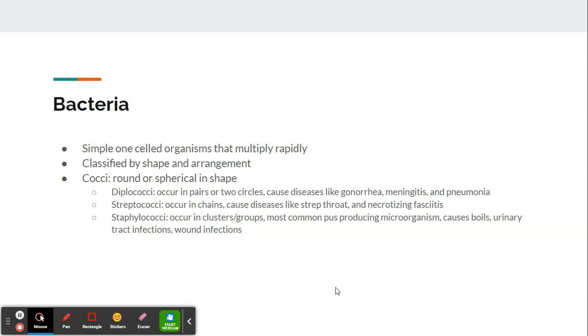And then staphylococci is going to occur in clusters or groups. These are going to be our most common pus-producing microorganism. So these are going to be the ones that you see cause things like boils, urinary tract infections, wound infections. So if you scrape your knee and it gets infected and starts to have that pus drainage, that's going to be a staph bacteria. Now, I would make sure that you remember these different types of cocci, or at least the different ways that they occur. You might see that again on a test.